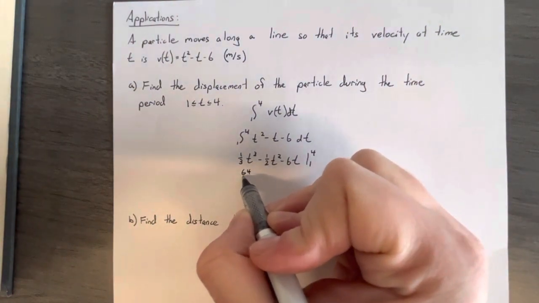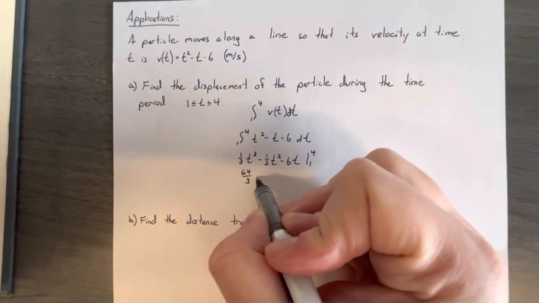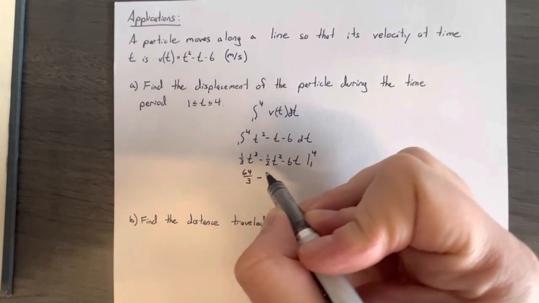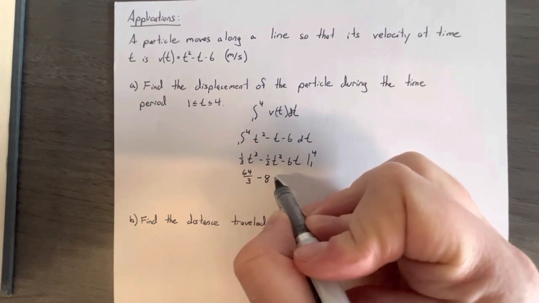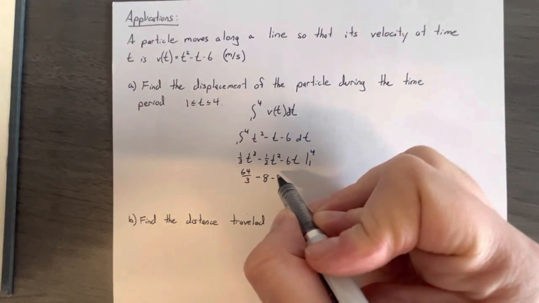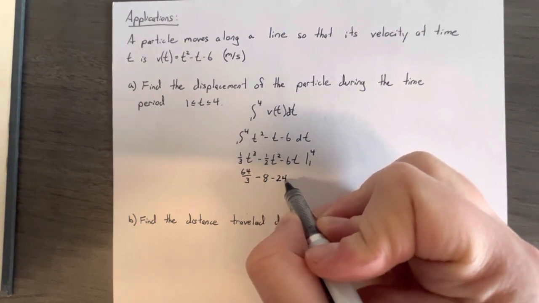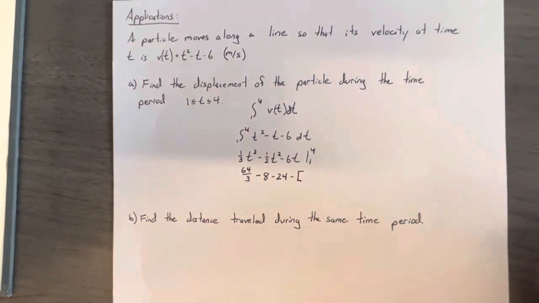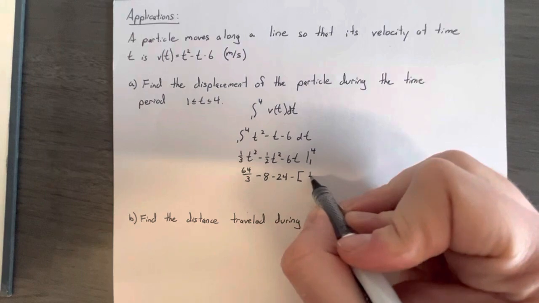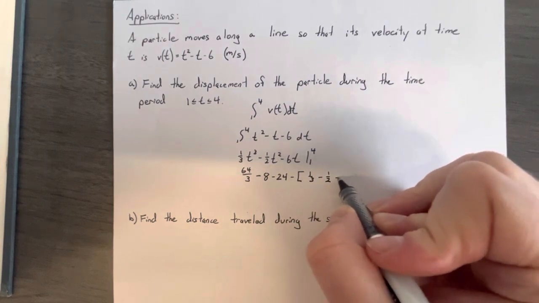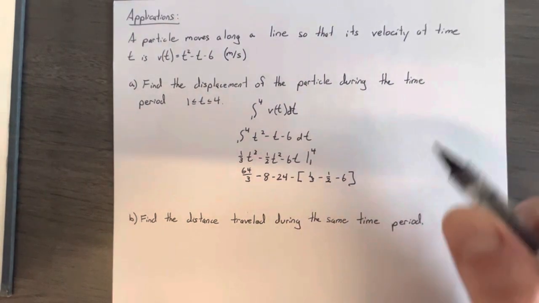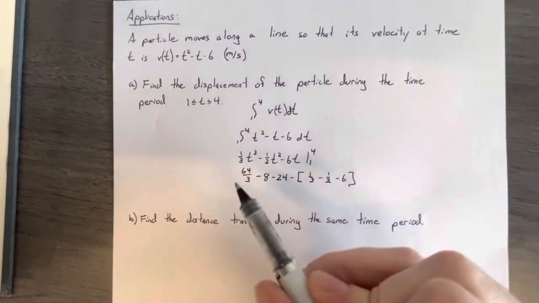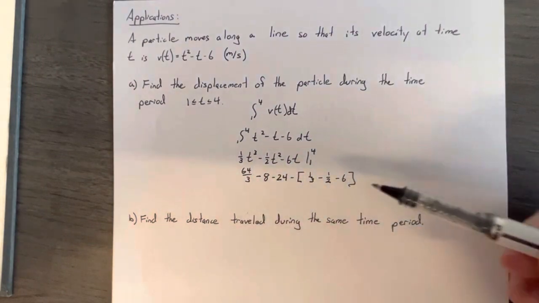What's this? 64 thirds minus, this is going to be 8 minus 24. And we're subtracting from all of this the values when we put in ones: a third, minus 1/2, minus 6. Be careful with your arithmetic here. This is the number one mistake.